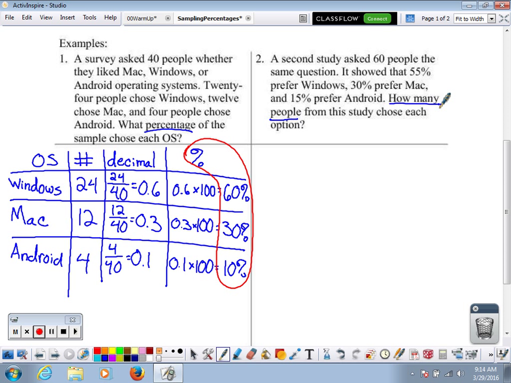Well, it's a very similar study, so we can set up a very similar chart. Set up a column for the operating systems. Still have the same 3: Windows, Mac, and Android.